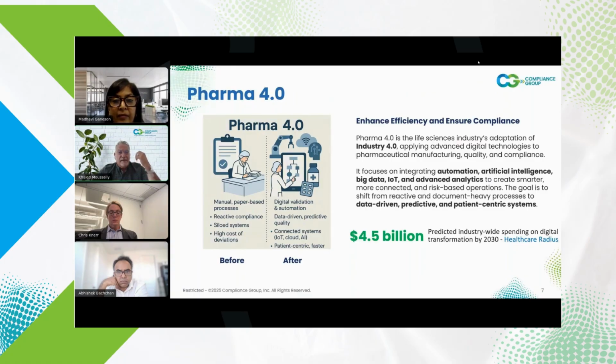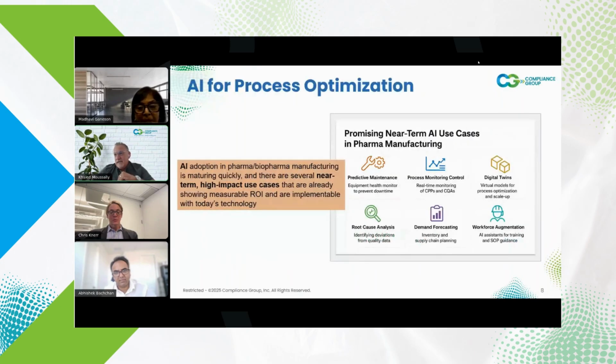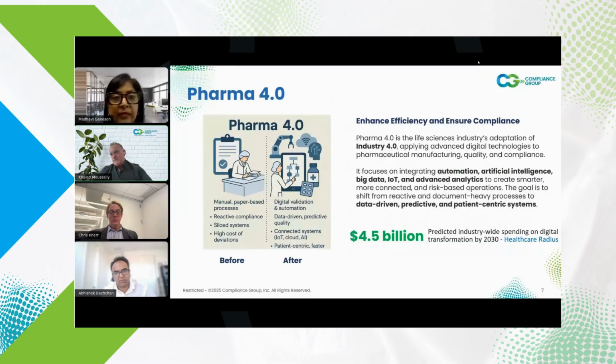So look at all the lingo that we're seeing. It's all connected. It's all automation, artificial intelligence, big data, IoT, etc. What really resonated with me is the $4.5 billion predicted industry-wide spending on digital transformation by 2030. I know I don't have any of that money, but I'm sure many organizations are planning on doing that. Cool. With that said, I'm going to pause here and start my questions to my panelists.